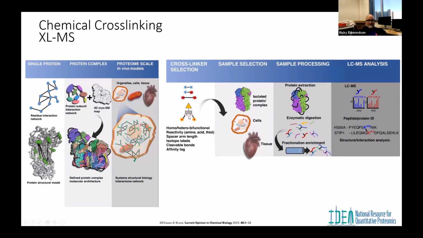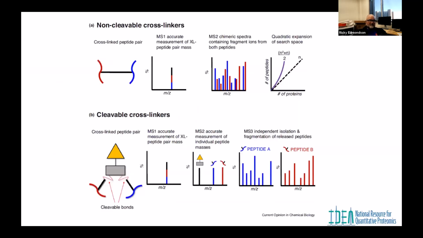The majority of these use succinimide esters binding to lysine, just because that's chemistry that's pretty easy to do, and lysine allows pretty good coverage of a lot of interactions. And then there are a couple of different ways we can look at this using mass spectrometry.